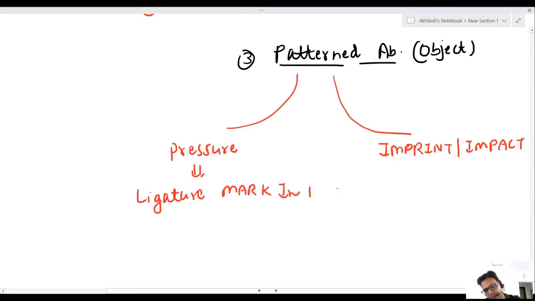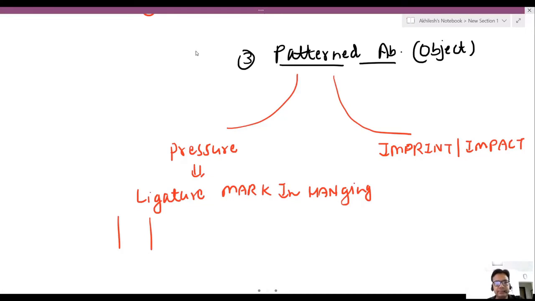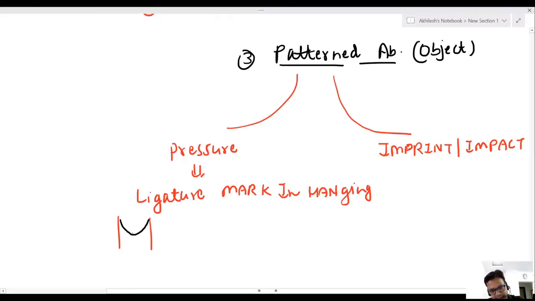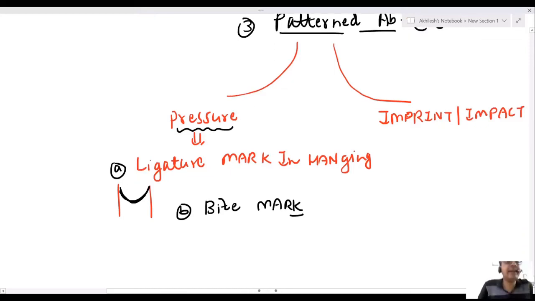Say you are committing suicide, this is your neck. This is a ligature mark on the neck. This is because of pressure and it creates an object pattern. This is pressure abrasion. So the first type of pattern abrasion is pressure abrasion. Second, a bite mark on your skin is also an example of pressure abrasion. So pressure creating an object pattern is a pressure abrasion.